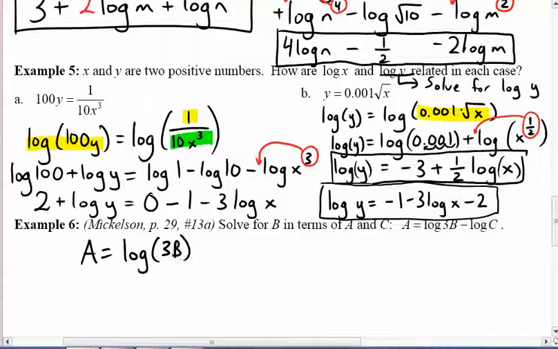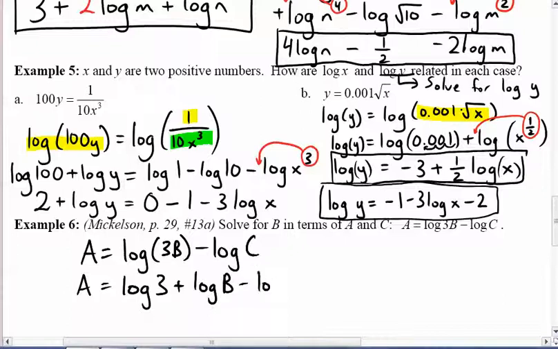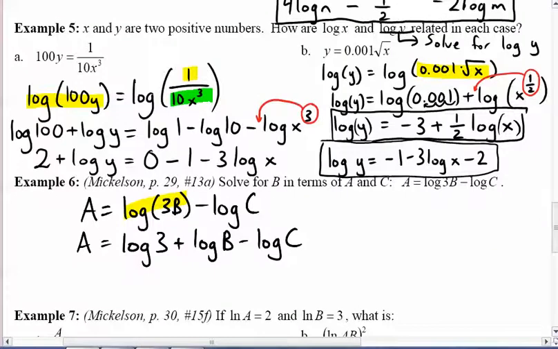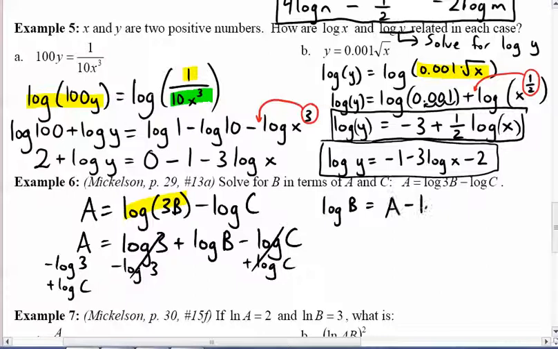Now the 3 and the b are stuck together inside of the logarithm. So why don't we use the product law to at least separate the 3 from the b. There's not just one way to do this. There's many ways. So I'm going to split those up. And now I can try to get the b by itself. So I'm going to move the log 3 to the other side by subtracting. And I'll move the log c to the other side by adding. So I get log b equals a minus log 3 plus log c.